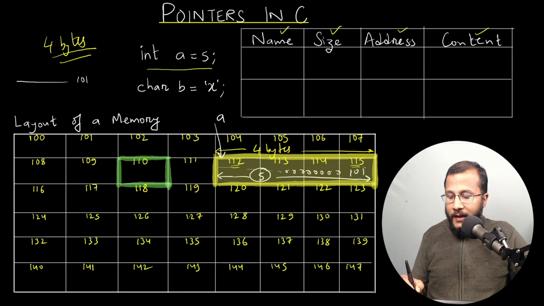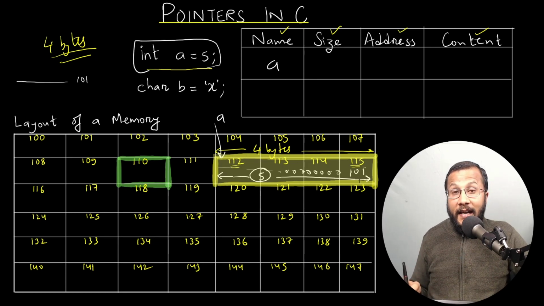So what is the name of this variable? What is the name of this particular memory location? The name of this entire memory location, highlighted in yellow, is a. What is the size? How many bytes are allocated for a? a is 4 bytes long, so the size is 4.